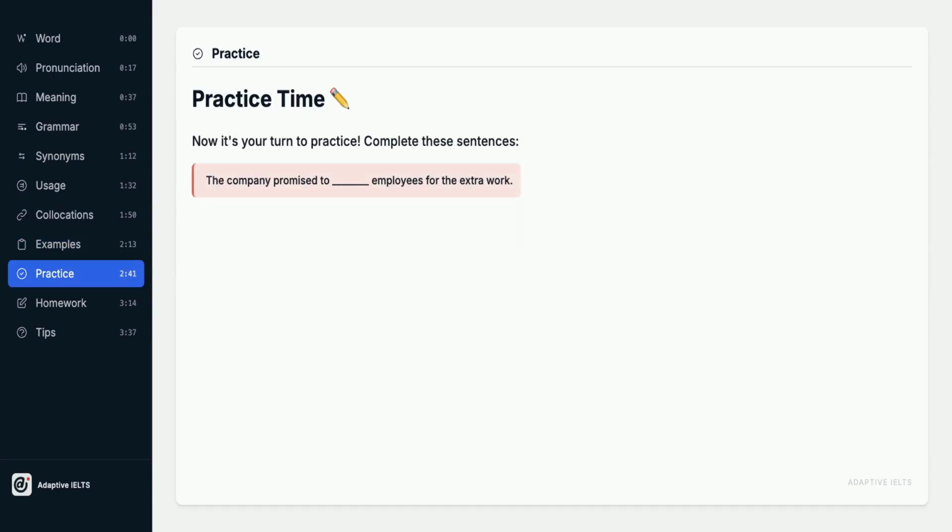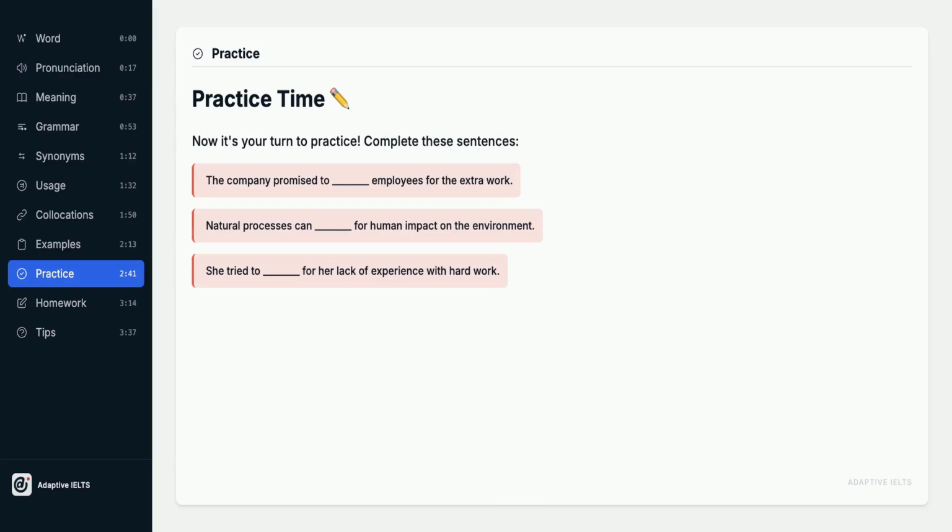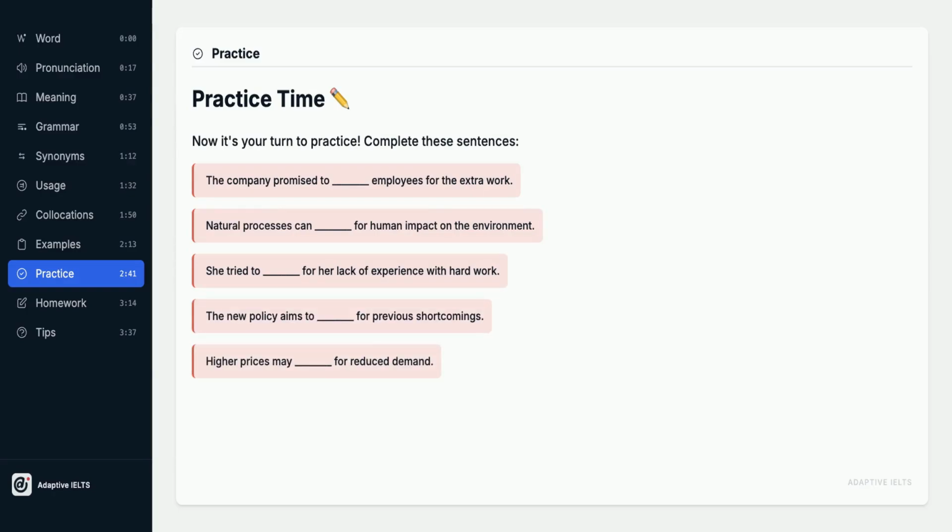Now it's your turn to practice. Complete these sentences. 1. The company promised to blank employees for the extra work. 2. Natural processes can blank for human impact on the environment. 3. She tried to blank for her lack of experience with hard work. 4. The new policy aims to blank for previous shortcomings. 5. Higher prices may blank for reduced demand.